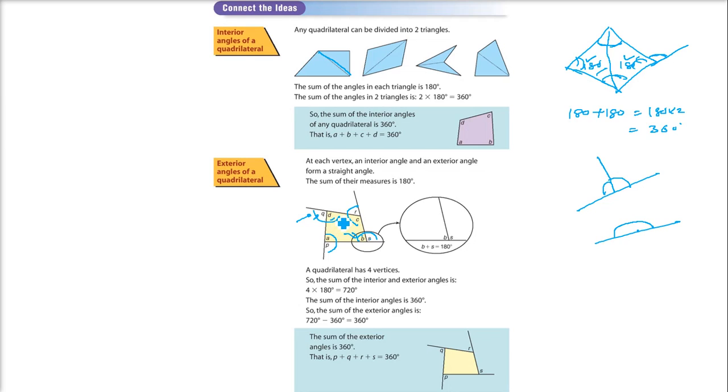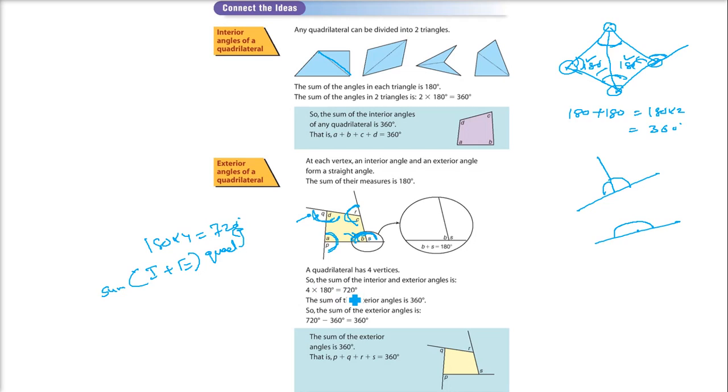So a quadrilateral has 4 vertices. These are called a vertex, one vertex. And when we have many of these vertices, we call them vertices. So the sum of interior and exterior angles is what then? So this is 180 degrees, this is 180 degrees, this is 180 degrees, and this is 180 degrees. So 180 degrees into 4, that is 720 degrees. So the sum of interior plus exterior angles of a quadrilateral will be 720 degrees.